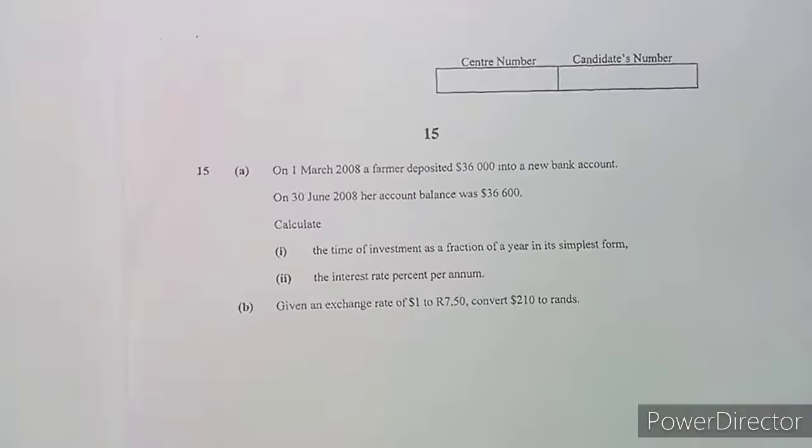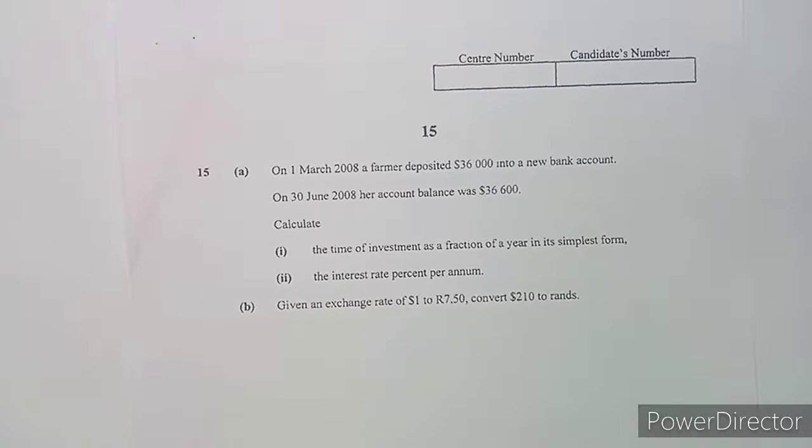Let's see on number 15 what we are given. There is information that you're given that on 1 March 2008 a farmer deposited 36,000 into a new bank account. On 30 June 2008 her account balance was 36,600, and calculate the time of investment as a fraction of the year in its simplest form.